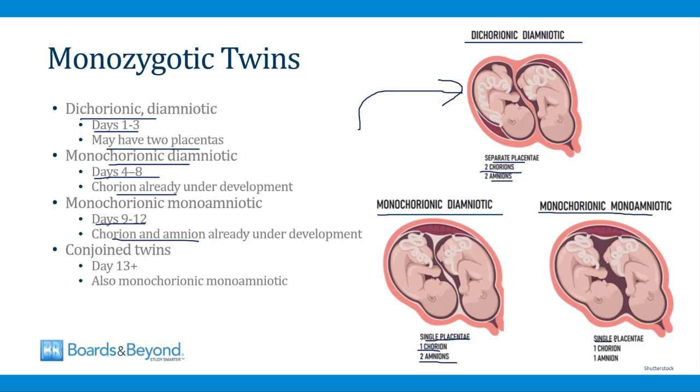The two twins will share a single placenta. And then it's rare, but if the egg divides after day 13, you can have conjoined twins. These will be monochorionic monoamniotic pregnancies, but the twins can be conjoined and can share various organs and body parts.